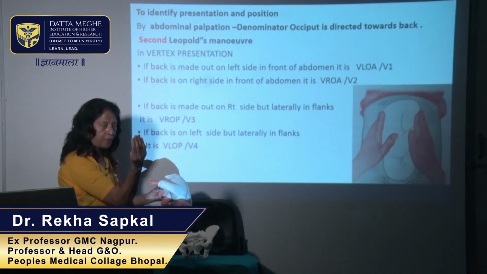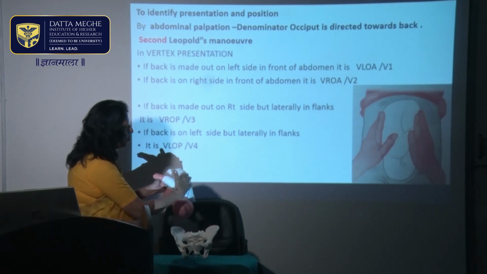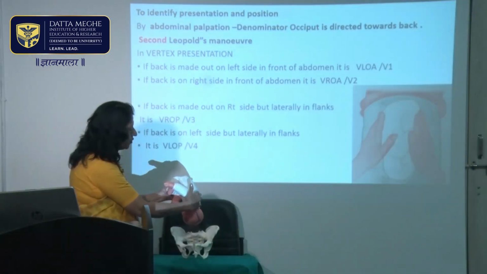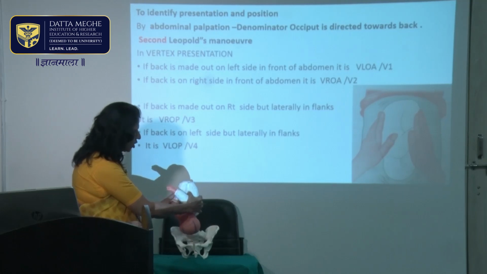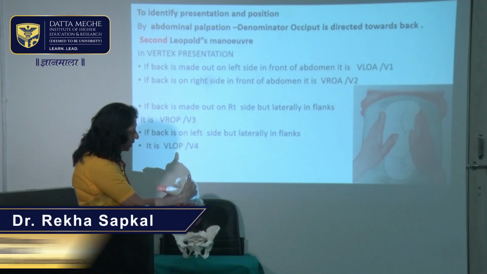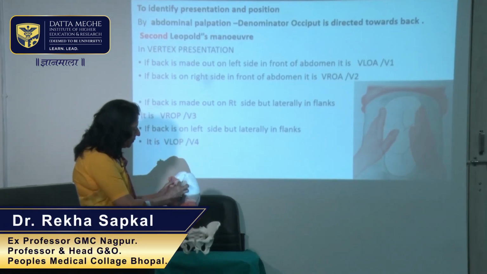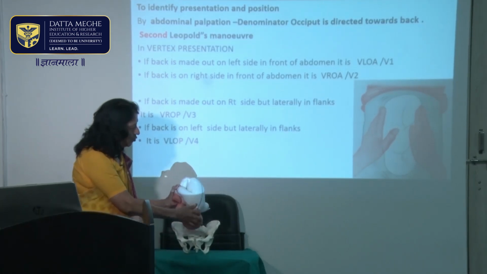I use the four fingers of my one hand and keep them on the side of the back. This is how the movements of the hand should be. I can make out the uniform back on one side and the limbs on the other side. So, this is lateral palpation. The side where I can make out the back is the occiput, and the side where I can make out the limbs is the face area. So, the occiput denotes the position.